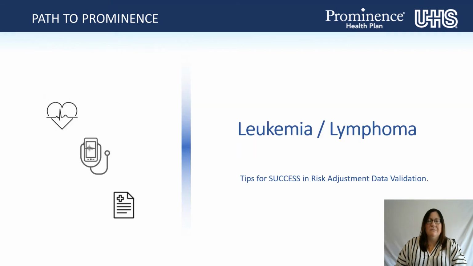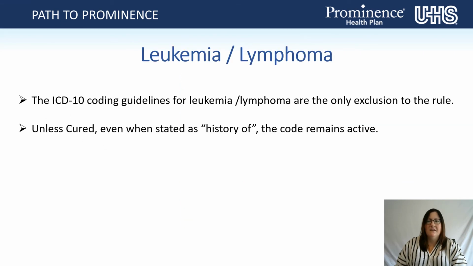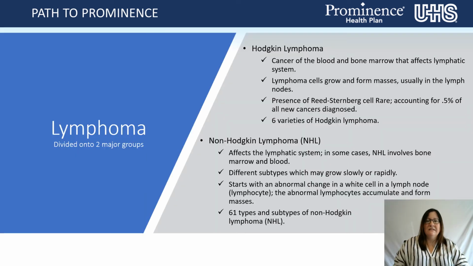Here we're going to review a few tips regarding leukemia and lymphomas. The ICD-10 coding guidelines for leukemia and lymphoma are the only exclusion to the rule. Unless stated as cured, even when stated as a history of, the code remains active. Specific to lymphoma, they're divided into 2 major groups: Hodgkin lymphoma and non-Hodgkin lymphoma. Hodgkin's lymphoma is cancer of the blood and bone marrow that affects the lymphatic system. Non-Hodgkin lymphoma affects the lymphatic system, and in some cases involves bone marrow and blood.